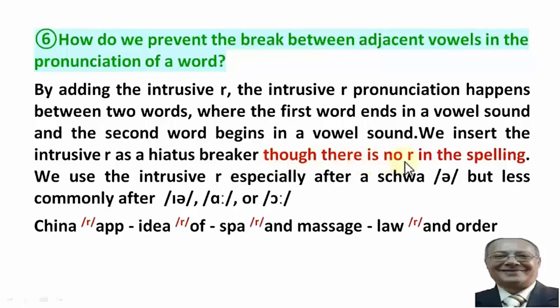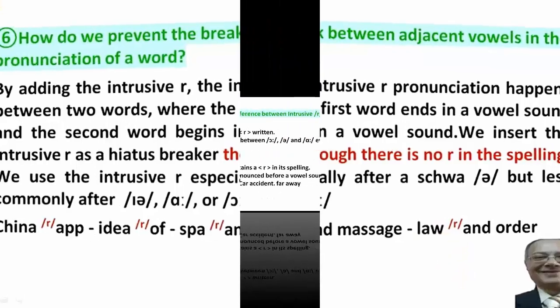Though there is no R in the spelling, we use the intrusive R especially after a schwa, but less commonly after a or o. A China rap, idea of, a spar and massage, law and order.